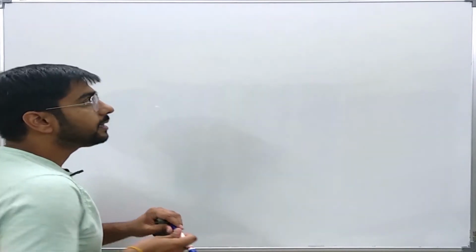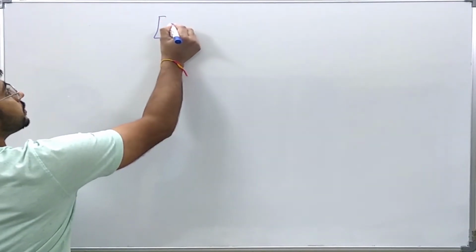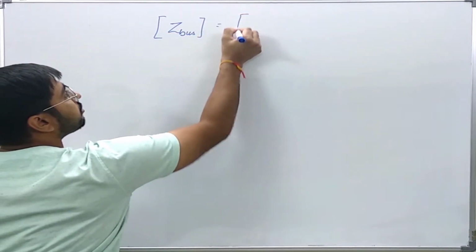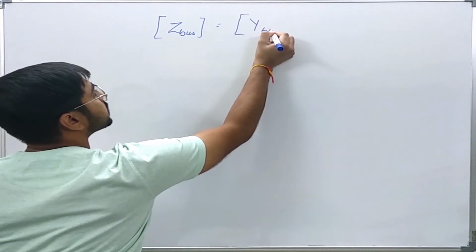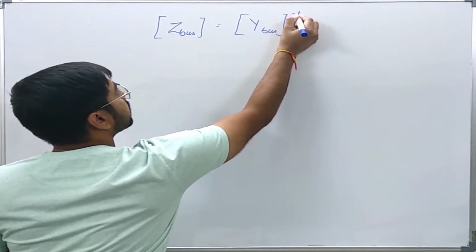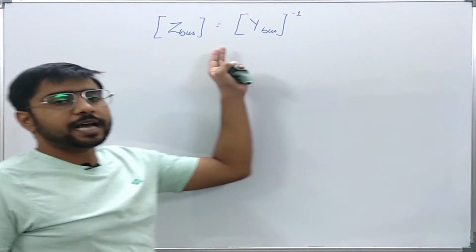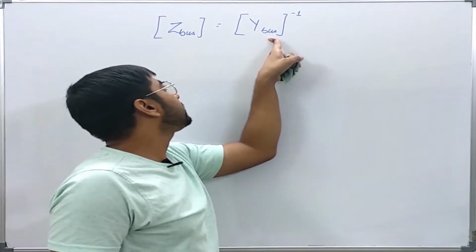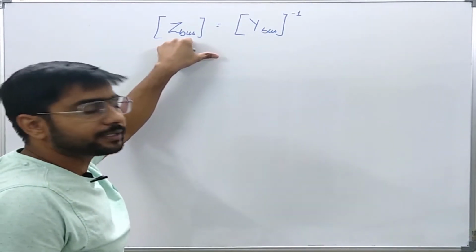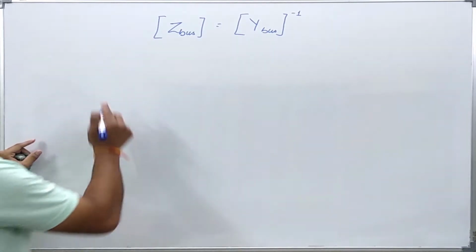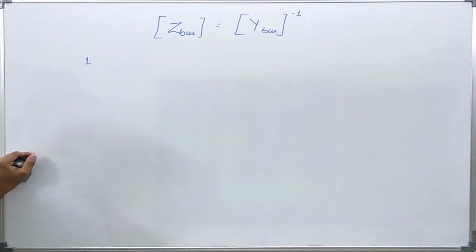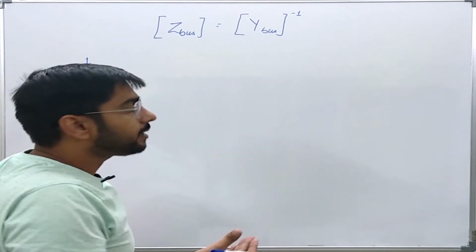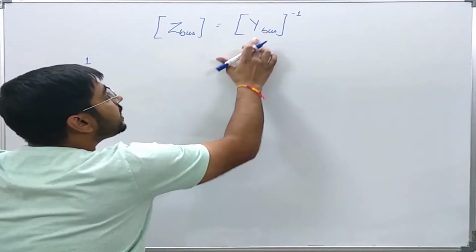As I already told, Z bus is nothing but the inverse of Y bus, and we have already seen how to determine the bus admittance matrix. So if I invert this matrix, then I will get the Z bus. Now we also know that if the elements present in the network are linear and bilateral, then the Y bus will be symmetric.